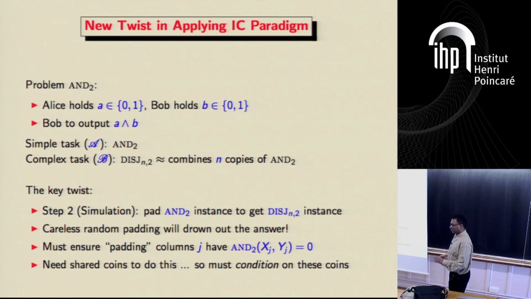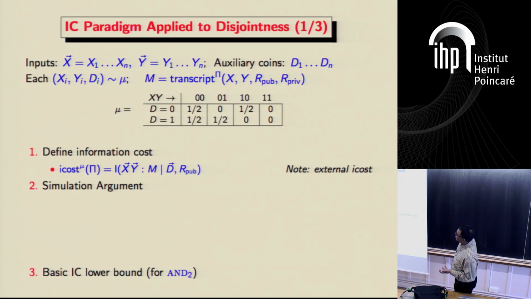So Alice and Bob must never generate 1, 1 on any of the other columns. Now the only way to do this is for Alice and Bob to have some shared randomness. If they did things on their own, then this is impossible to ensure. So here's what they're going to do.